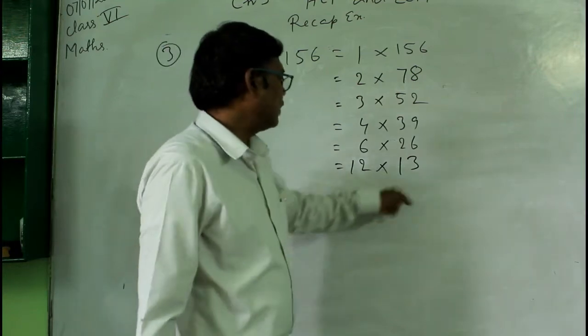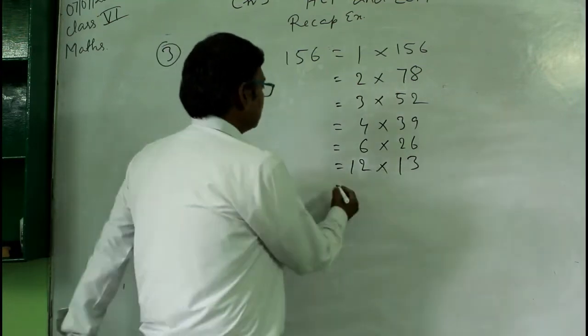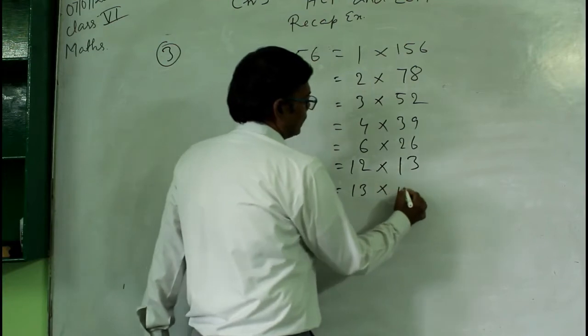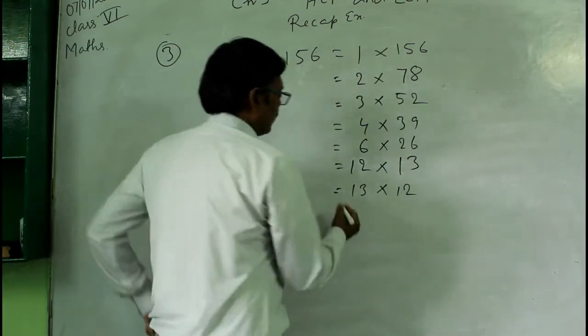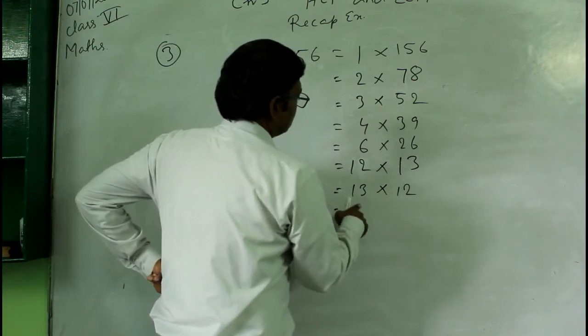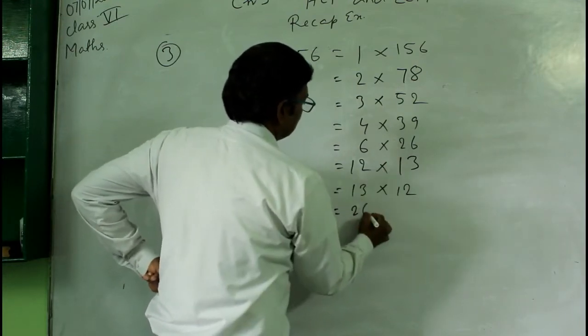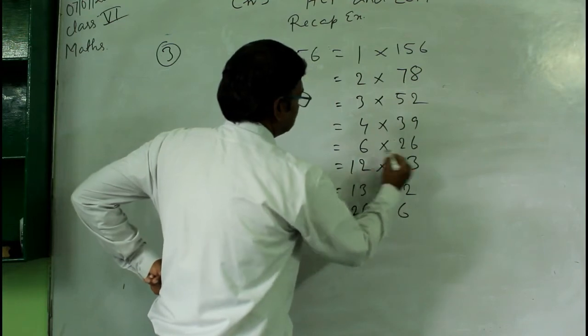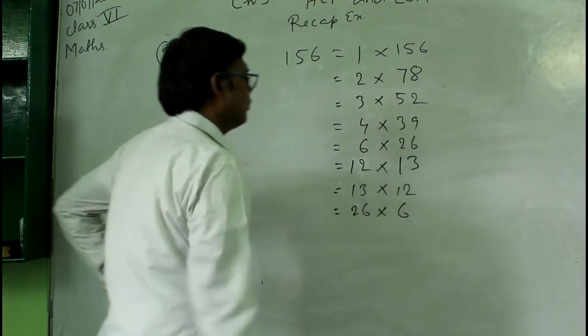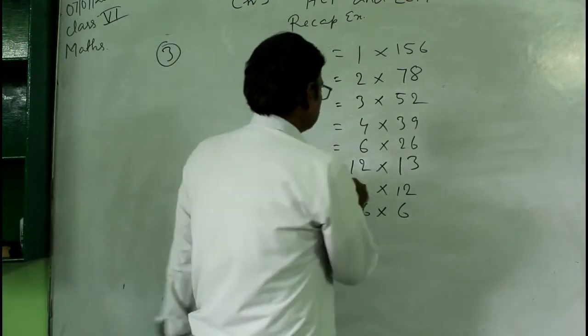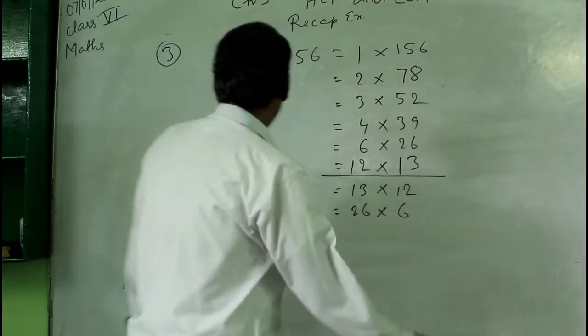Now there is no need to find further numbers, because if you write here, then it will be 13 into 12. That is, now these numbers will reverse. Suppose 13 here, then you will write 12 here. So see that here now these are reversed, so you will not get any new number. So you will have to stop up to this. Now we have the factors.